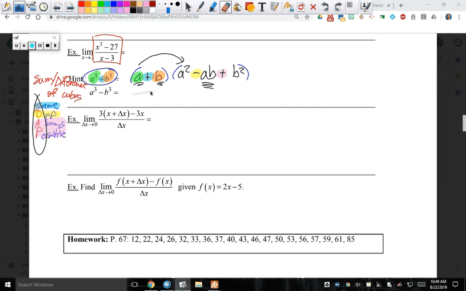So if I did the same with the difference of cubes, I know it's a binomial, trinomial. It's the same sign, so I'm going to put a negative or a subtraction. It's the opposite and always positive. Okay? If I cube root this, I get a. Cube root this, I get b. From here, I would square this first term to get this, square this last term to get this, and then just multiply these together to get that.